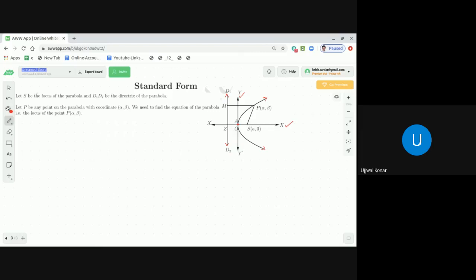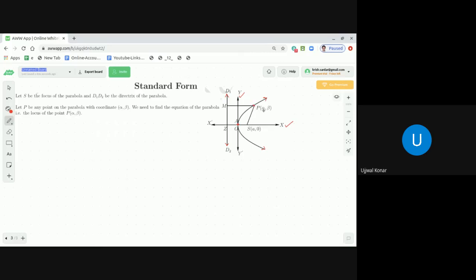Let S be the focus of the parabola, and d1, d2 is the directrix of the parabola. Let P be any point on the parabola with coordinates alpha comma beta. We need to find the equation of the parabola, that is the locus of the point P alpha comma beta.